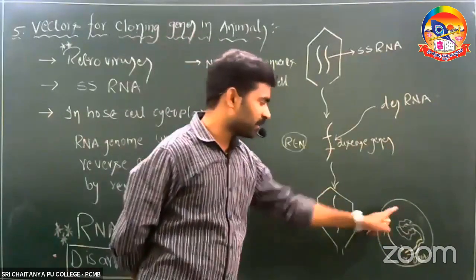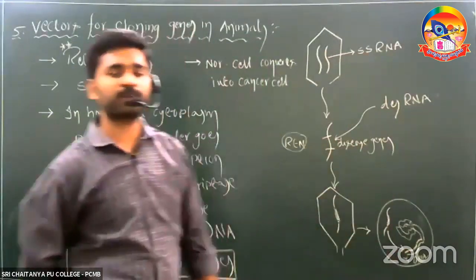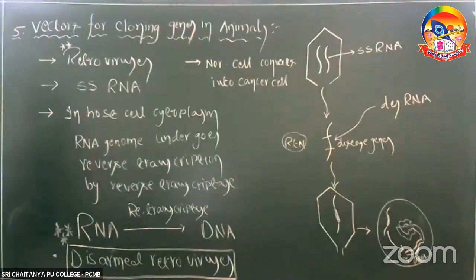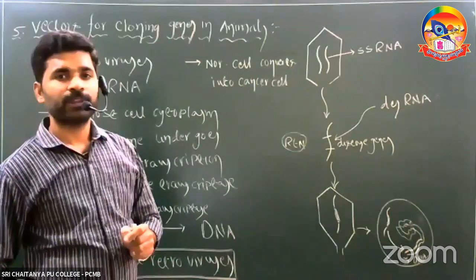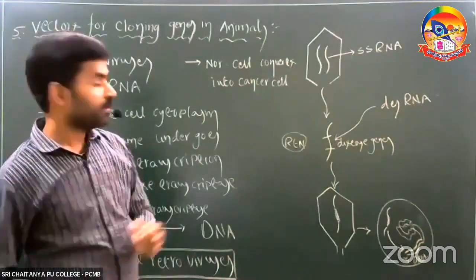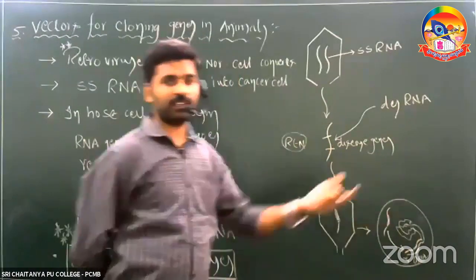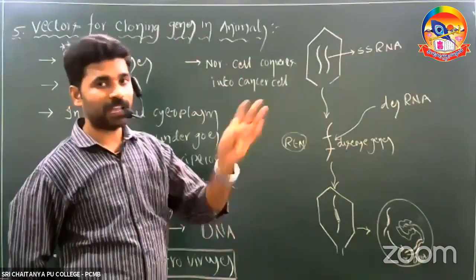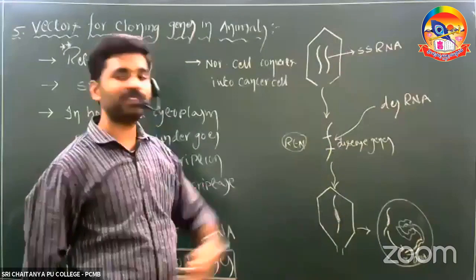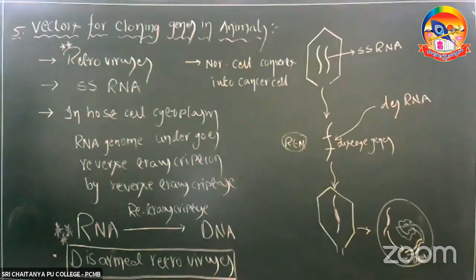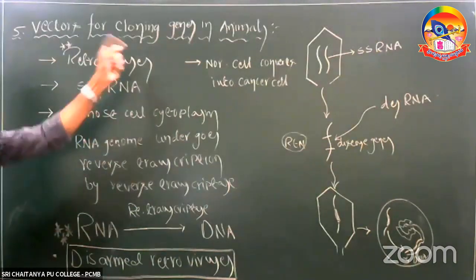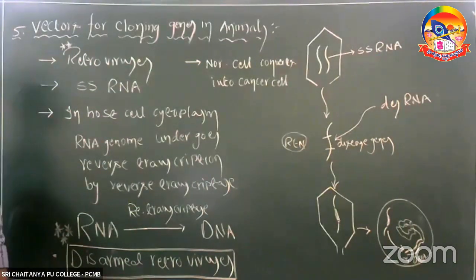In that animal cell cytoplasm, it undergoes the reverse transcription process and forms a DNA molecule. That DNA molecule is incorporated with the animal genetic material, right? Whenever that cell is cultured on the nutrient medium, along with the animal cell genetic material, this genetic material is also replicated. In this way, disarmed retroviruses are used for amplification of desirable genes in animals.